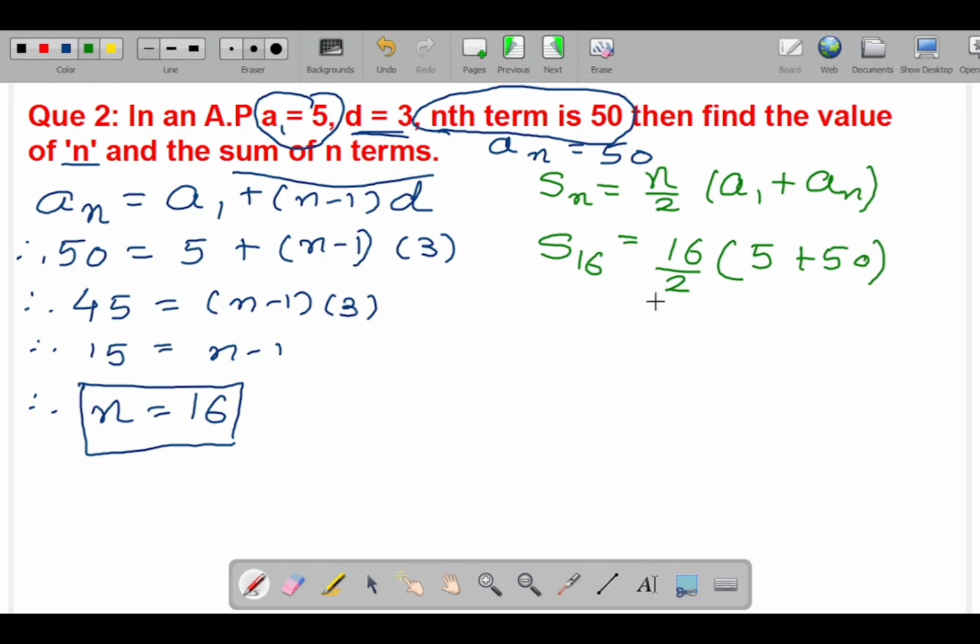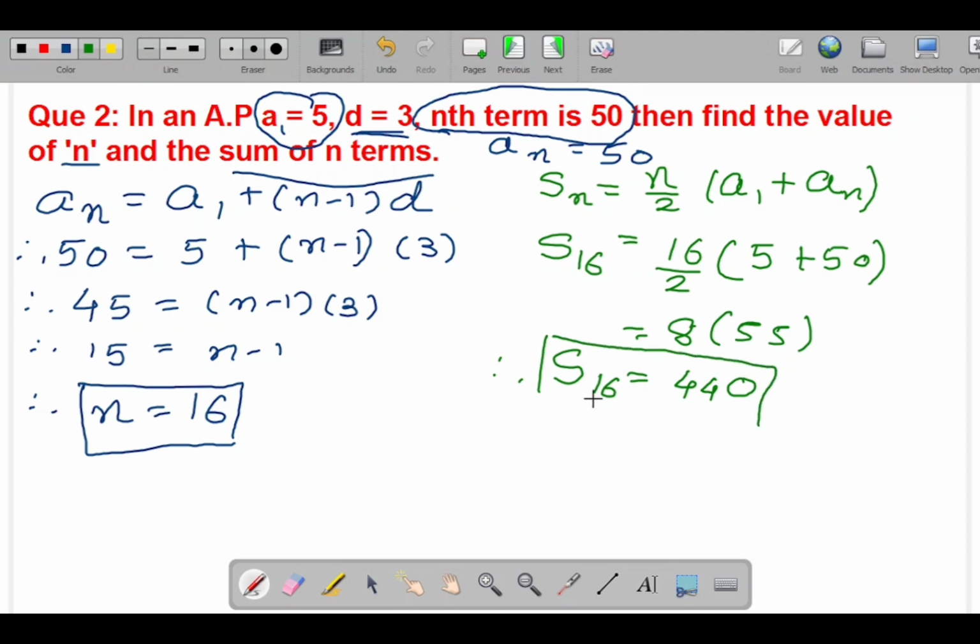So here I can cut 16 and 2. It will be 8 into 55. We have to calculate: 8 fives are 40, 0 there, 4 carry, 8 fives are 40 plus 4, 44, so 440. So that means the sum of the first 16 terms of the given arithmetic progression is 440.